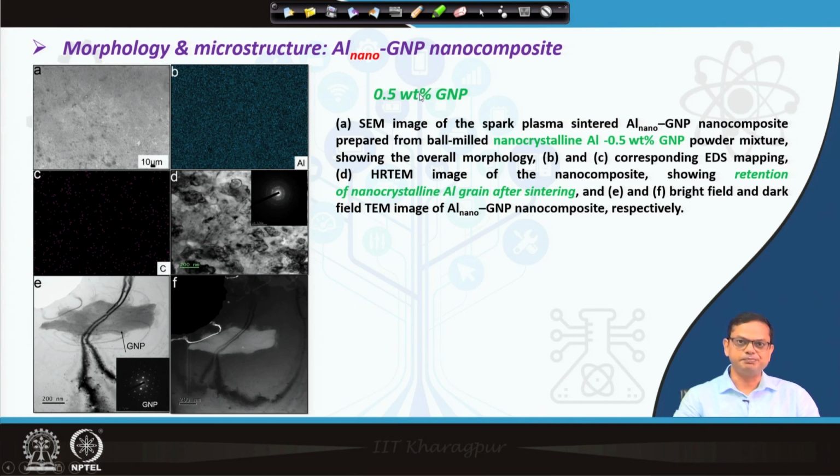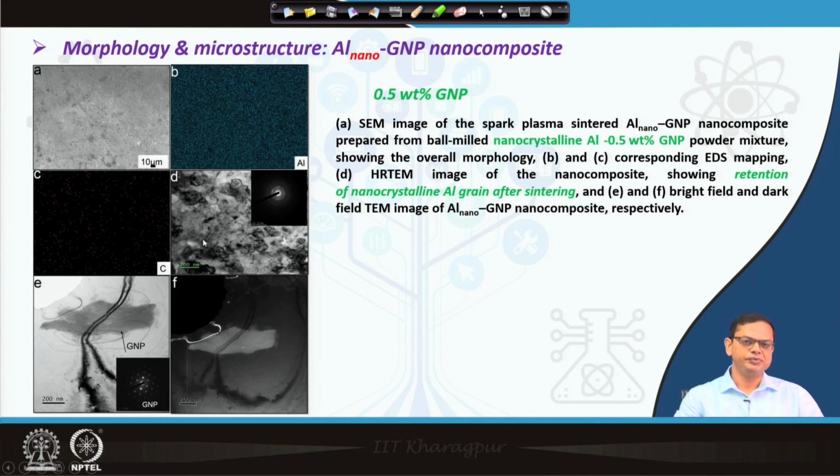0.5% GNP does not lead to any kind of agglomeration. That is why you do not see any porosity. You also can see here that the carbon atoms are well distributed from this particular X-ray mapping. It shows that both aluminum and carbon atoms are well distributed. That again gives an indication that there is good distribution of GNPs in the matrix.